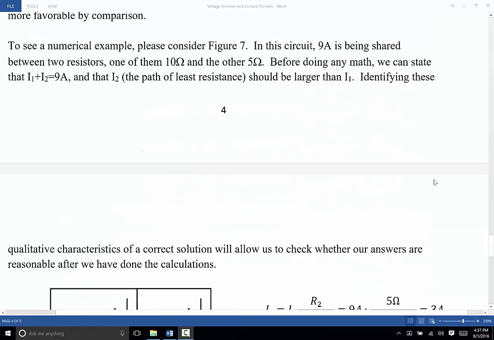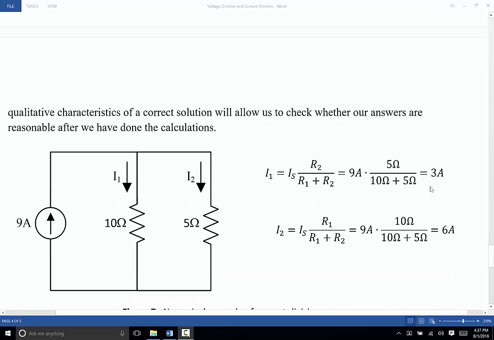Now let's look at one example here with some numbers attached to it. So I have here a 9 amp current source that's being divided between a 10 ohm path and a 5 ohm path. Now before we even look at the numbers to the right, we know that I1 plus I2 has to add up to 9 amps. Kirchhoff's current law at this top node would say that 9 amps flows in, I1 flows out, I2 flows out, I1 plus I2 has to add up to 9.